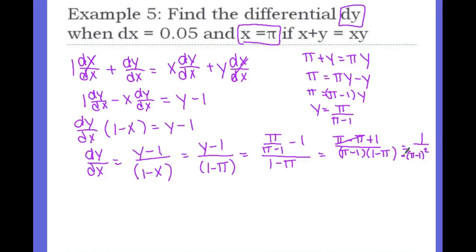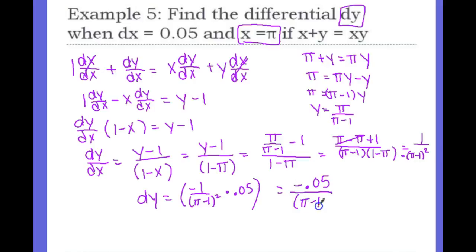So exactly, this is dy/dx. This is the slope of the tangent. What I want to know is what dy is when dx is 0.05. So all it is, take this right here, this negative 1 over pi minus 1 squared, and multiply it by 0.05. So you get negative 0.05 all over pi minus 1 squared. Or you could turn it into 5 and put 100 in the denominator.